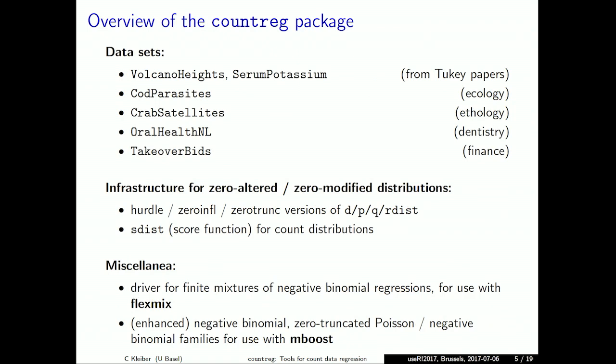And there are also a few data sets here from a variety of fields. We might add further data sets depending on what we can get hold of, but currently these are the new ones here. And what may be useful from a programming perspective is that we offer the modified count distributions in the sense of the relevant D, P, Q, and R functions for zero truncated and zero inflated and so on distributions, and also score functions, which means you have analytical gradients available.